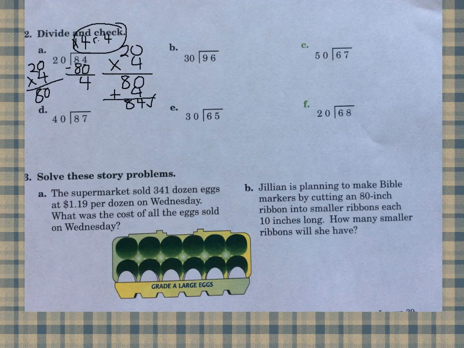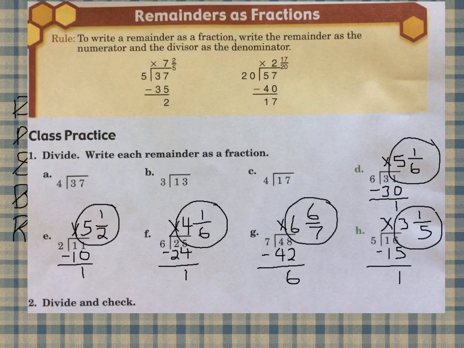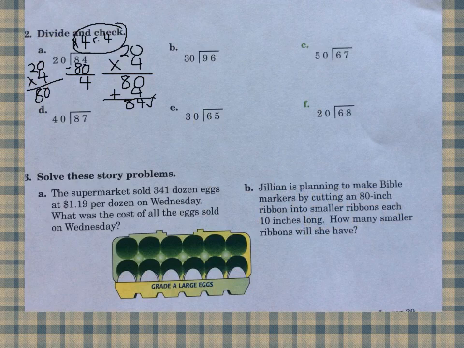B, 30 does not go into 9. Oops. 30 does go into 96. And so in figuring out how many times it goes in, we're going to cover up our 0, we're going to cover up our 6. We need to ask ourselves, how many times does 3 go into 9?